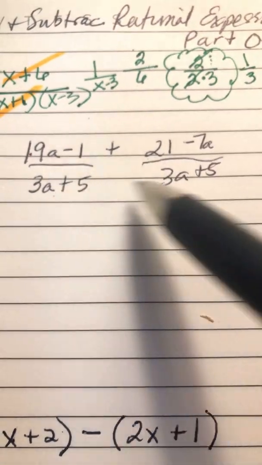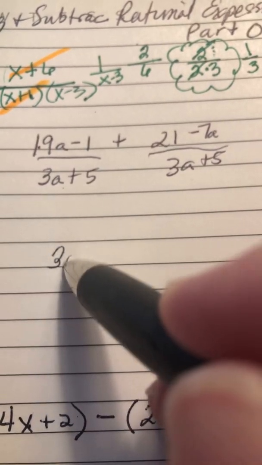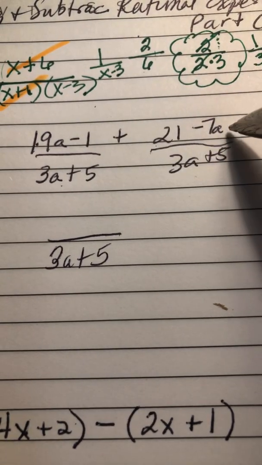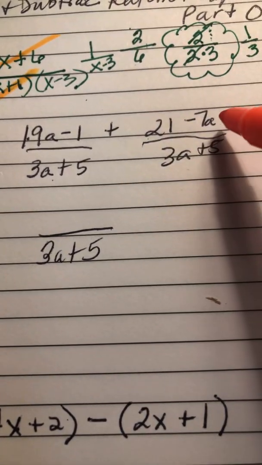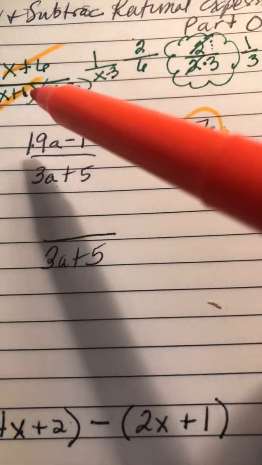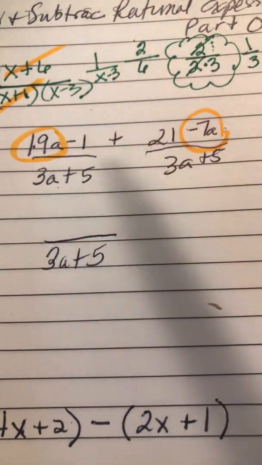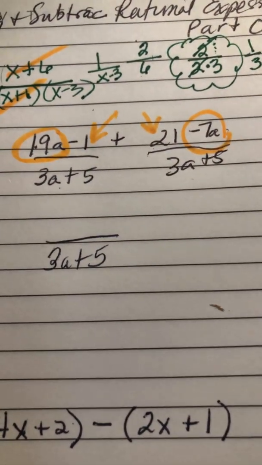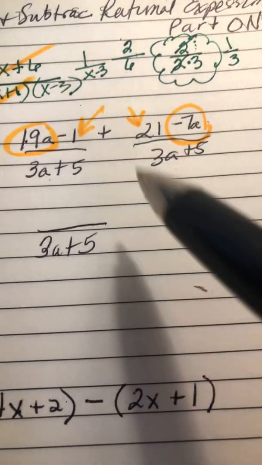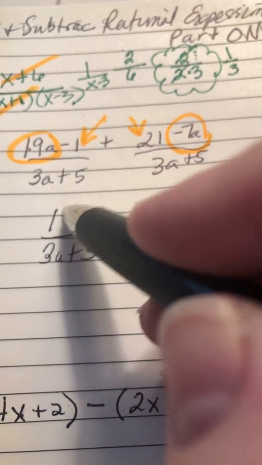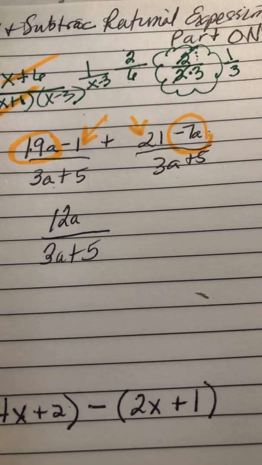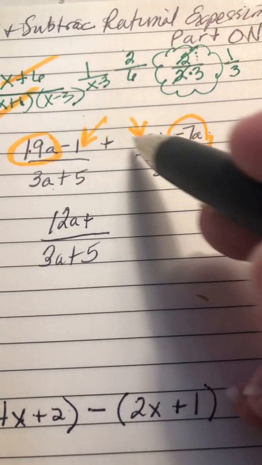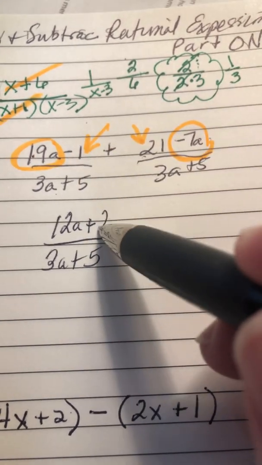Okay, so here we have the common denominator of 3a plus 5 on the bottom of our answer. And then here we're going to put together the negative 7a with the positive 19a, and then the negative 1 and the positive 21 are going to go together. So that's combining like terms. We get 12a when you put the 19 minus 7, and then a positive 20, because positive 21 and negative 1 is a positive 20.